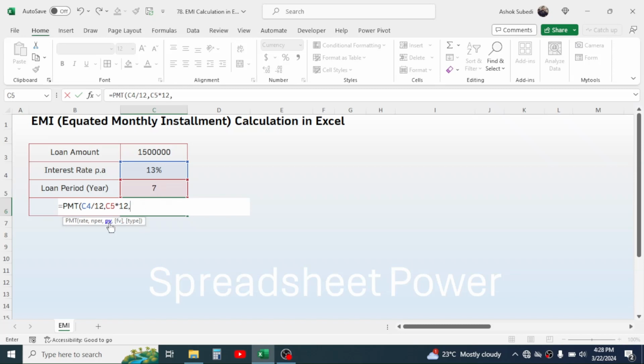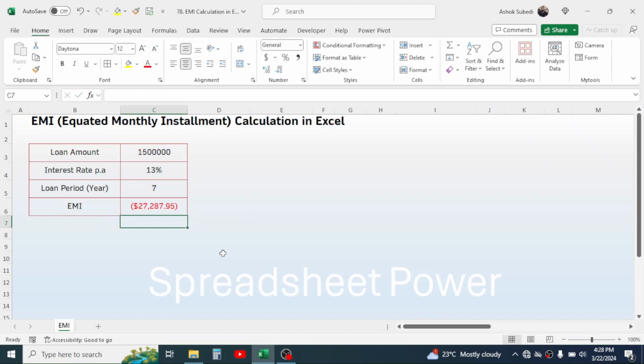In this PV, we have to click on the present value of the loan, or the loan amount, that is 1500,000. So click on this. Then this FV and type parameter are optional parameters. Now close the bracket, then press enter, and here you see this is the EMI payment, which is given in the dollar format and is a negative number by default. This is given in negative because from the bank's perspective, this is a receivable amount.